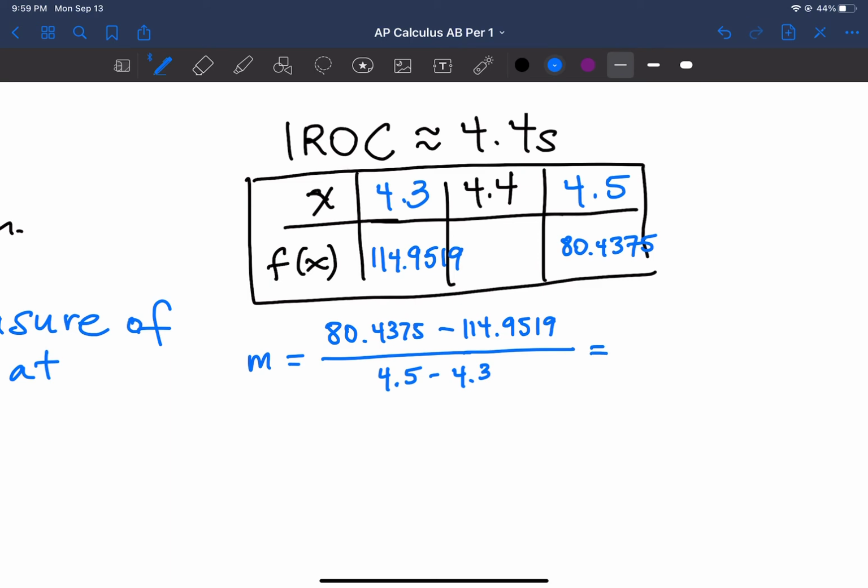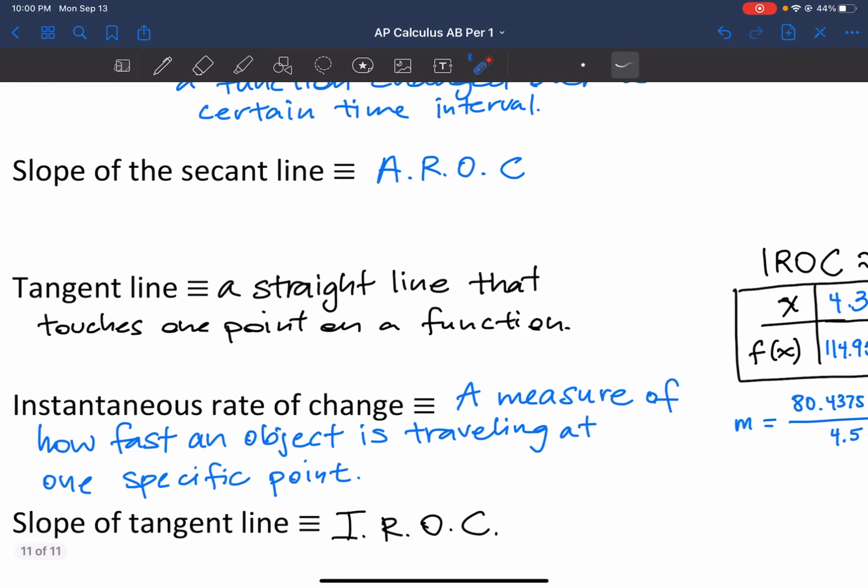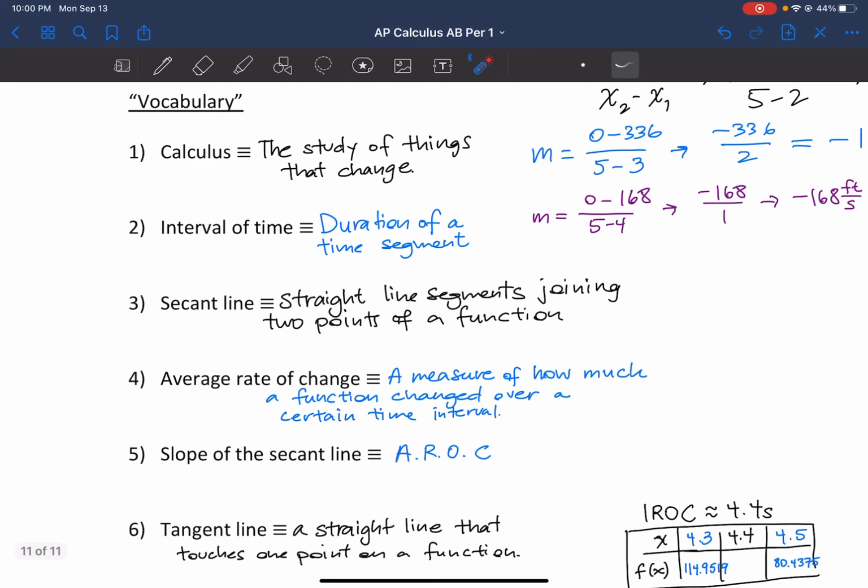This math will simplify into negative 172.572 feet per second. So the instantaneous rate of change at 4.4 seconds is about negative 172.572 feet per second.